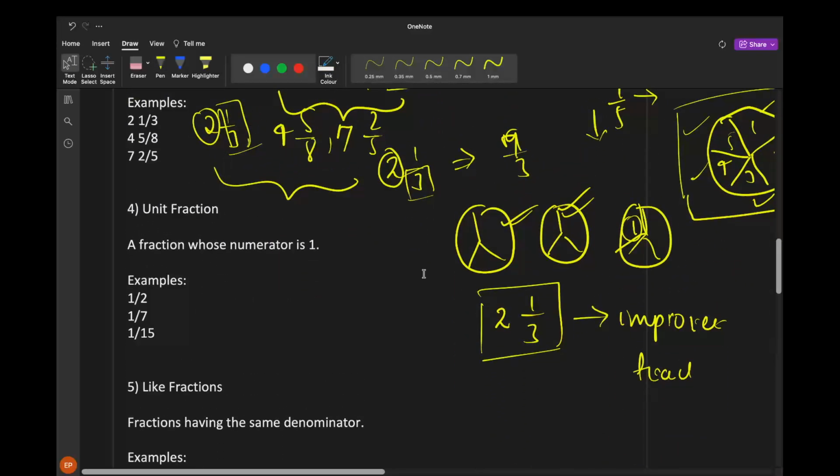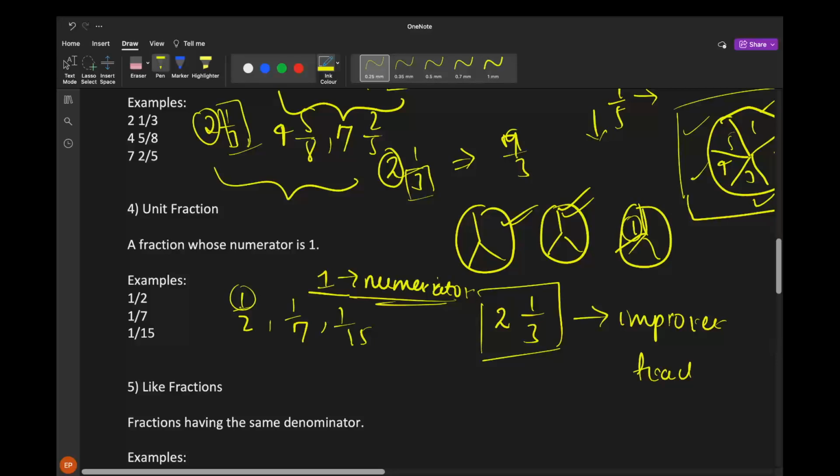Next comes the unit fraction. It's simple. A unit fraction is a fraction whose numerator is 1. If we have 1 in the numerator, then that's called a unit fraction. Here you can see examples: 1 by 2, 1 by 7, 1 by 15, anything. We are just taking one part from the divided parts.